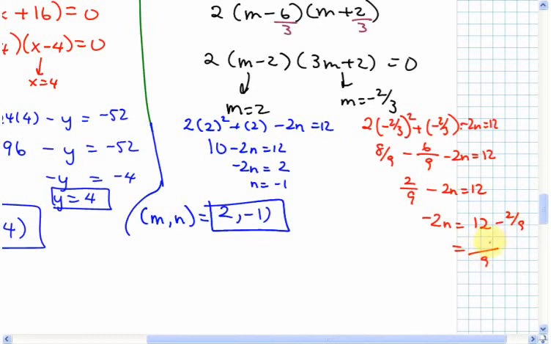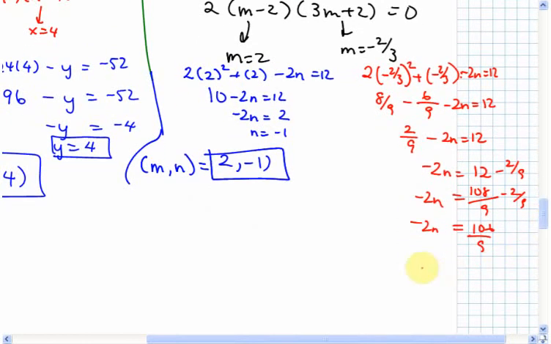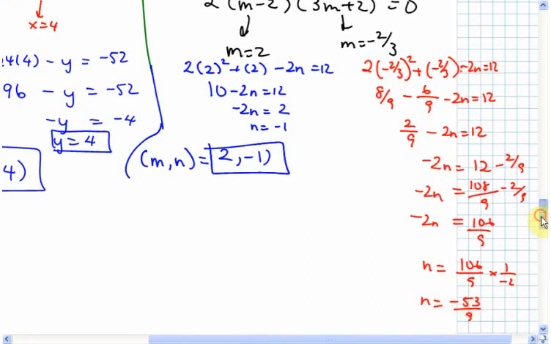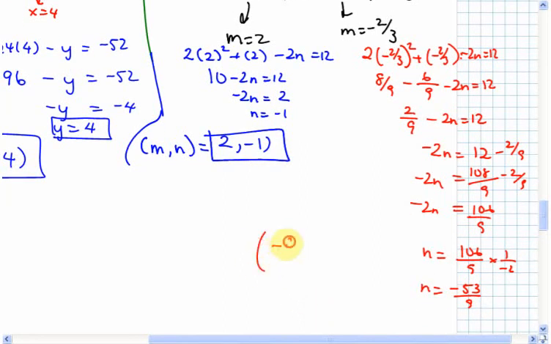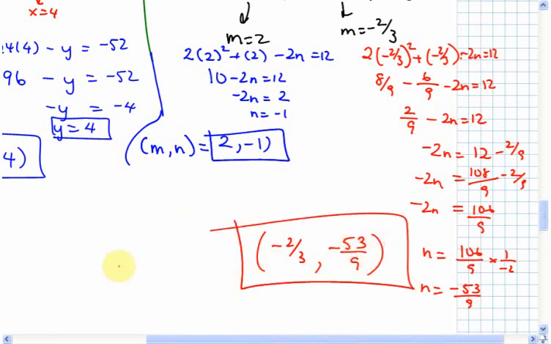Wow. 12 times 9. That's 108. Which means this is 106/9. And if I want to solve this, nasty, nasty, nasty. 106/9 times 1/2. Ooh, negative 53/9. Ooh, nasty. But nonetheless, also another answer. Done. Woo.